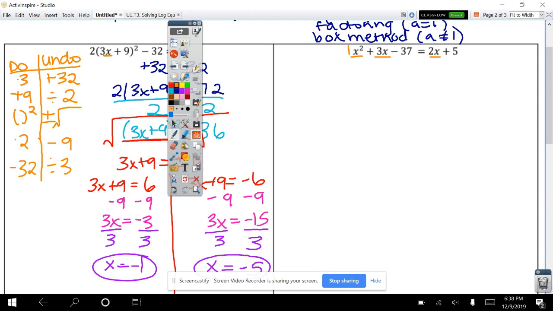But first things first, this equation is not set equal to 0, and I cannot start factoring until it's set equal to 0. So in order to get it equal to 0, I need to move 2x and 5 over to the left side. So I'll start with moving 2x. So to move 2x, it's positive, so I need to subtract it on both sides.